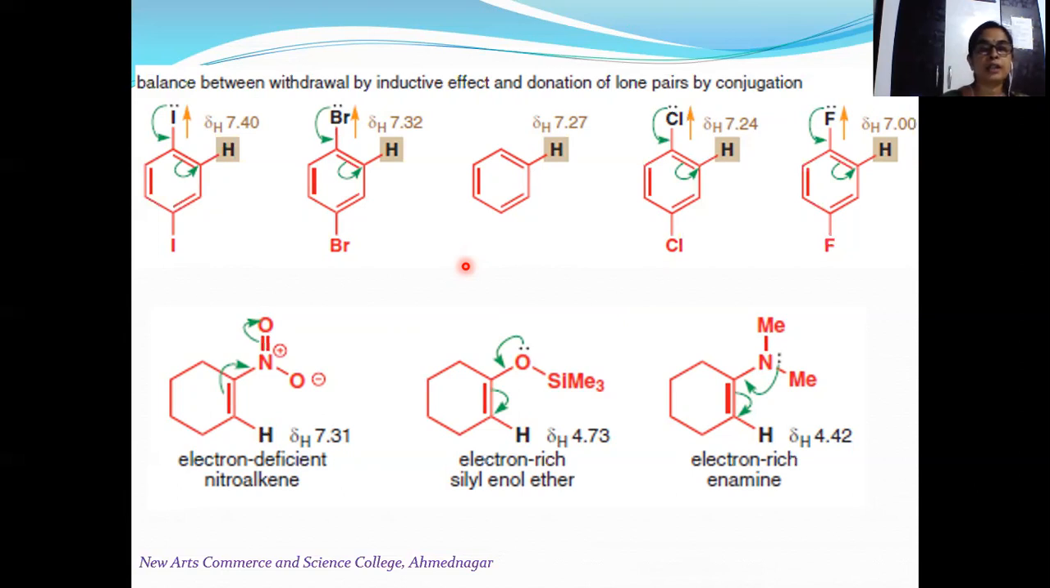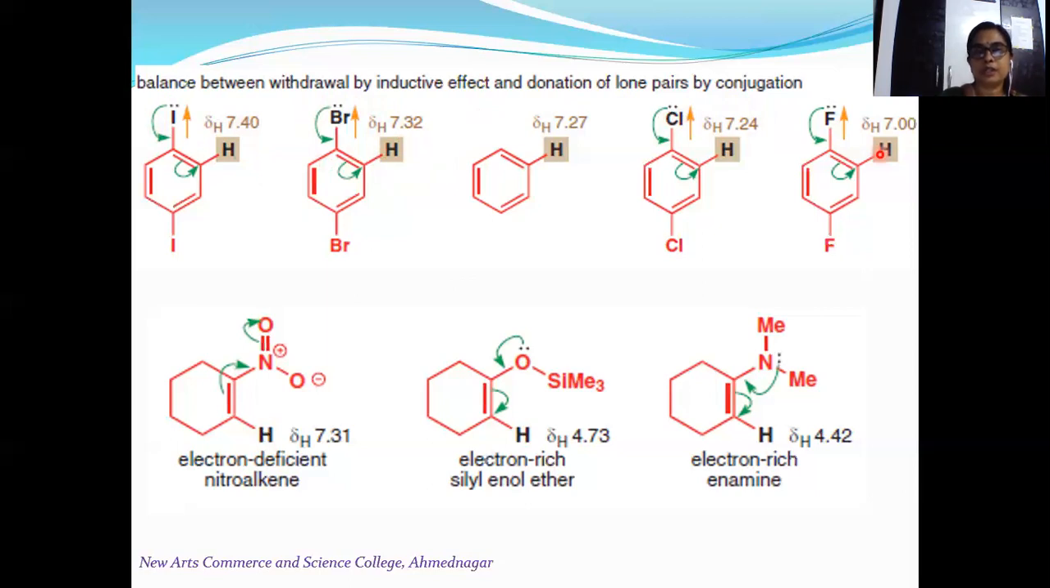So we think that the electron donating resonance effect should also go in the same direction, but that does not happen. Let us look at the values. When iodine is present, the ortho proton shows a chemical shift value of 7.40 ppm. As soon as we replace it by bromine, the delta value is decreasing, 7.32. If bromine is replaced by chlorine, still there is decrease in the chemical shift value. It becomes 7.24, and when it is fluorine, it becomes 7.